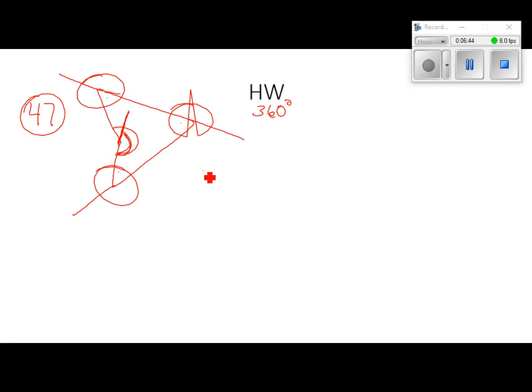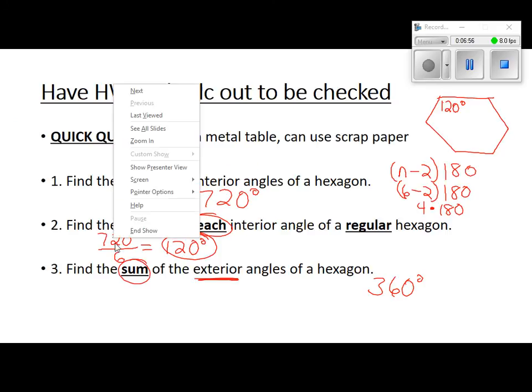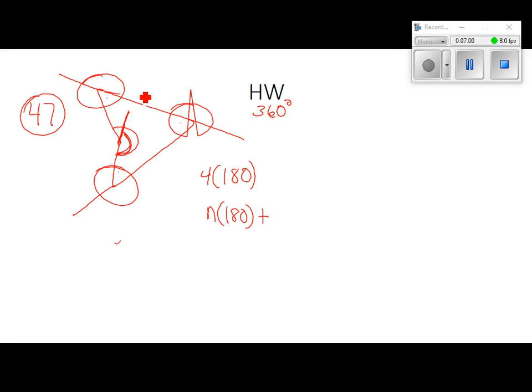So 4 times 180. Where'd the 4 come from, do you think? 4 sides. So actually it might just be n times 180, right? Plus, what other part of the angle do we need in there? That small part right there.